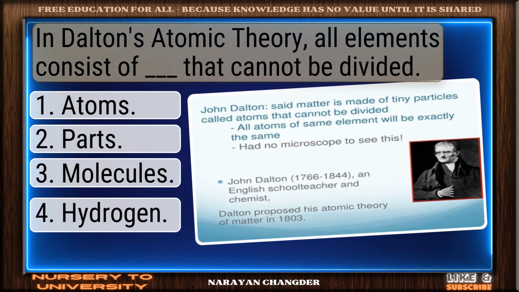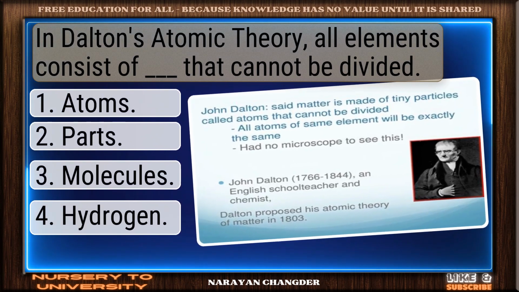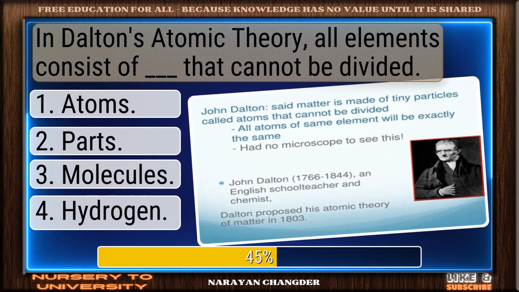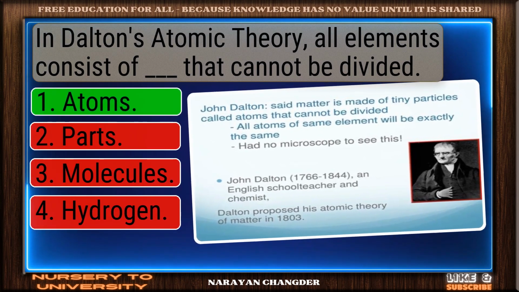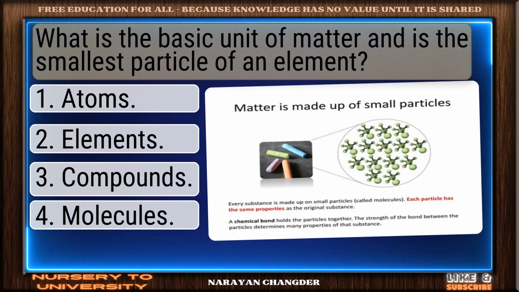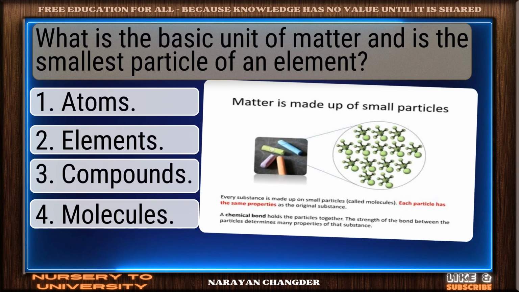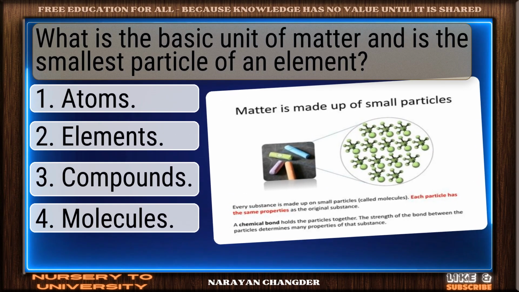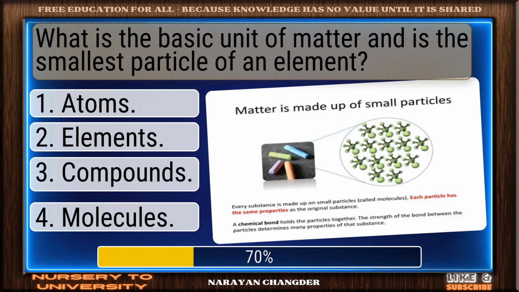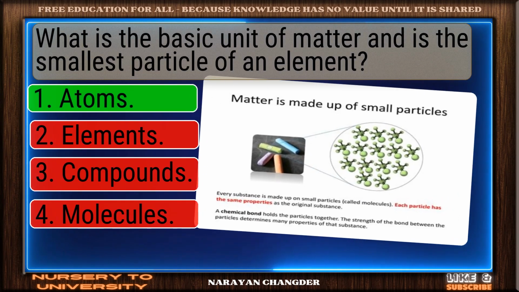Question number 59. In Dalton's atomic theory, all elements consist of dash that cannot be divided. Correct. Atoms is the right answer. Question number 60. What is the basic unit of matter and is the smallest particle of an element? Excellent. Atoms is a brilliant choice.